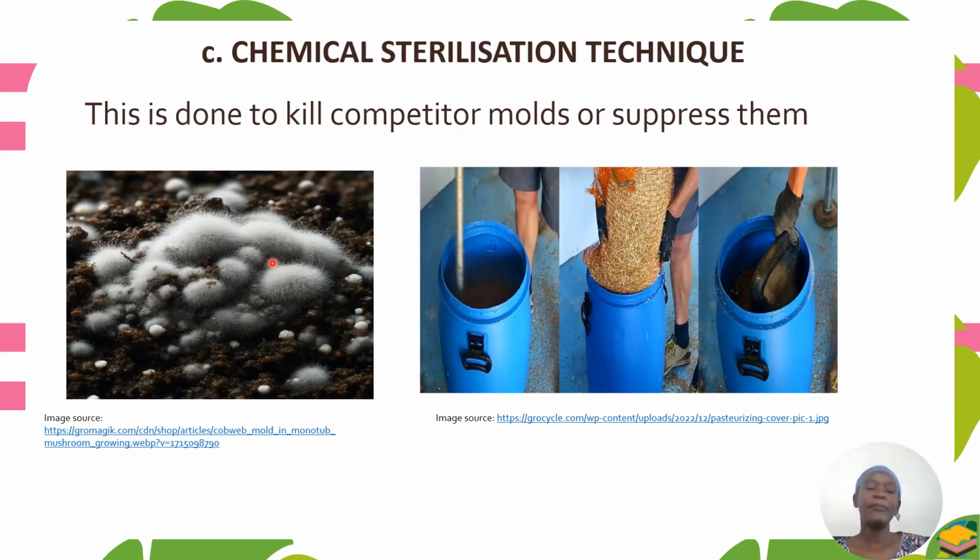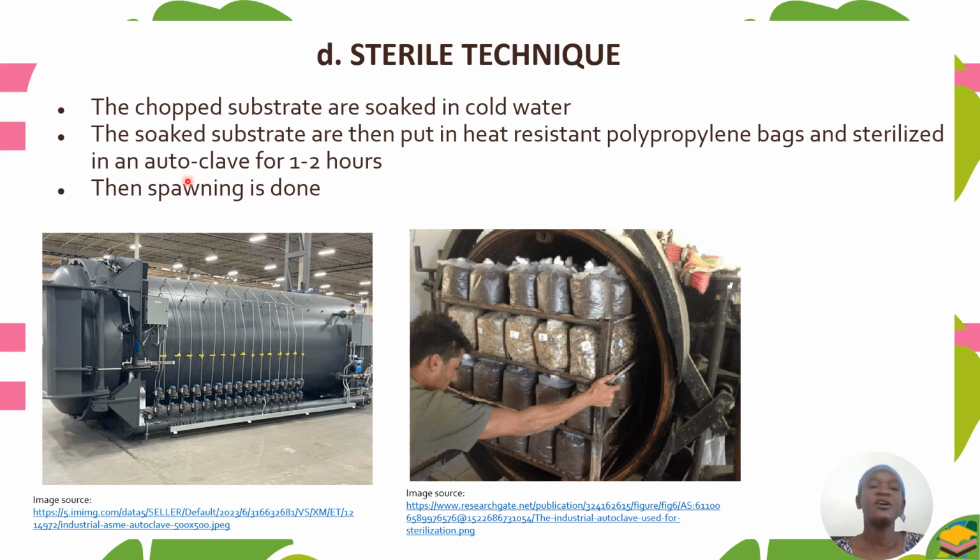Apart from the two methods, we can also use a chemical sterilization technique. This is done to kill competitors, molds, or suppress them. It's just a matter of using chemicals. You put the substrate in the water with some chemicals, and those chemicals will eliminate the germs as well as microorganisms which might disturb the growth of mushroom. Or sometimes we can use what we call the sterile technique.